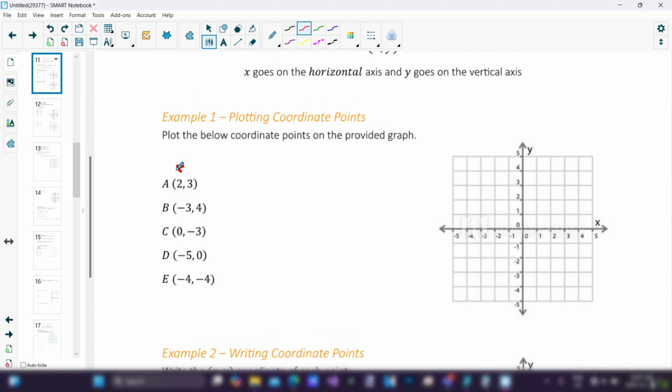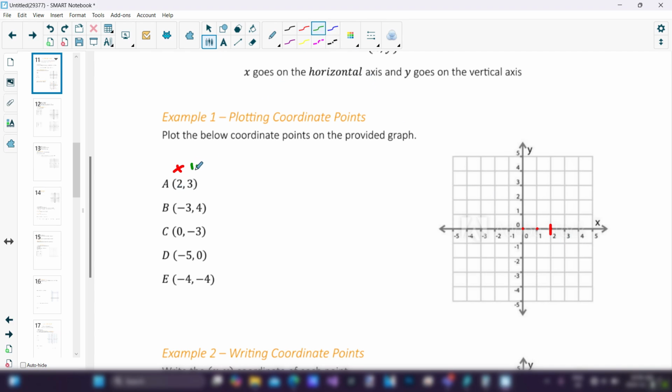X is always the first number, and X is our horizontal axis. It goes from left to right. So if I wanted to plot this point, I've got to go to the number 2, positive 2 on the x-axis. So what does that look like? Well, I start at the origin, I go over 1, I go over 2. There's 2 on the x-axis.